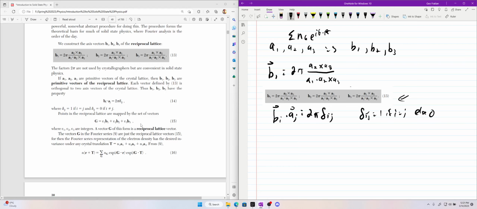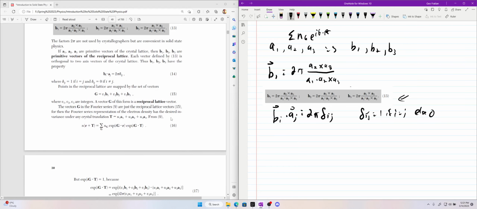Okay, so we can say points in the reciprocal lattice are mapped by a set of vectors G, such that G equals v1 B1 plus v2 B2 plus v3 B3. I can never draw nu anyways, it looks the same. It should look very similar to our normal lattice vectors, right?